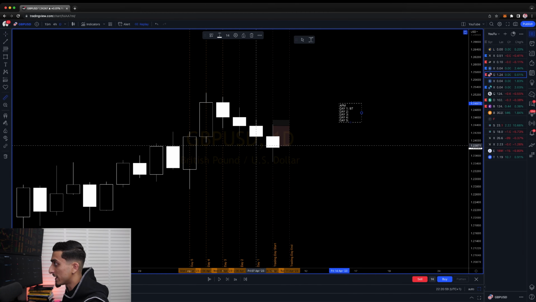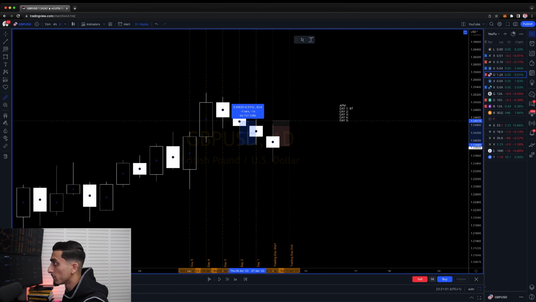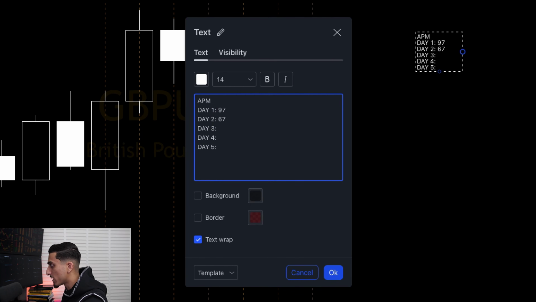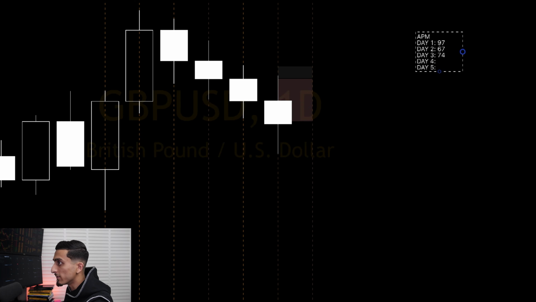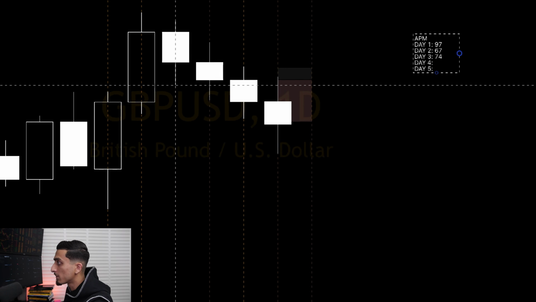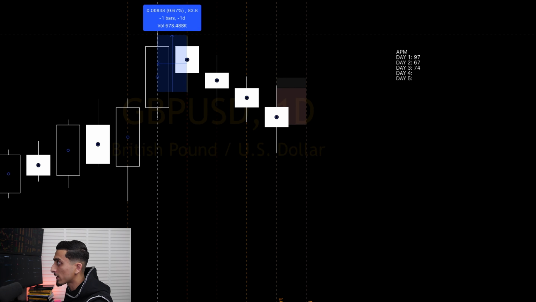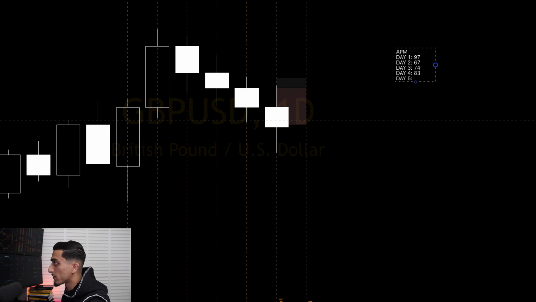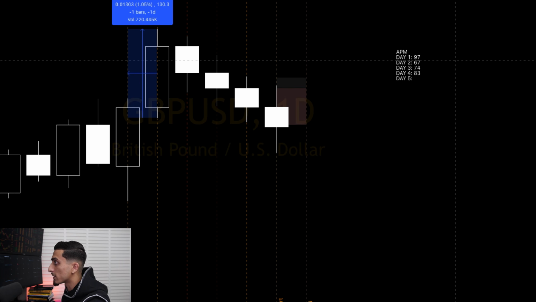Now let's look at day 2, wick to wick. So that's 67 pips. You can round up the decimal points, it's up to you. 74. You don't have to be too accurate as well. Let's do day 4. That's 1, 2, 3. Day 4 right over here. That's the bottom of the wick, and that's the top. That's 83. And let's do day 5 over here. So wick to wick, that's 130.